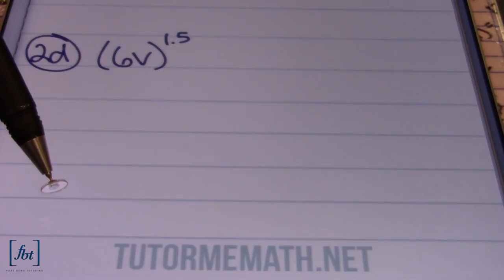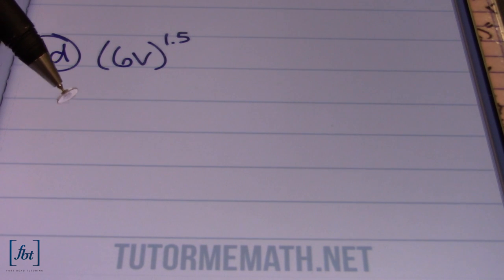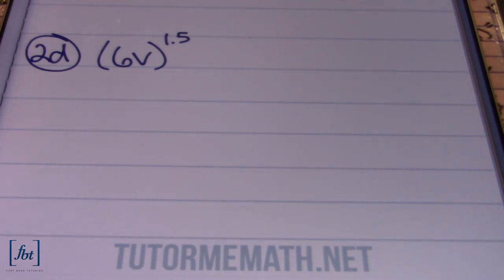In problem 2D, we have the quantity of 6V raised to the 1/5 power. All right. Now, I know all along we have been talking about rewriting things in exponential notation, and that's exactly what we're going to do. But I'm going to do two things in problem 2D. Not only am I going to write this as a fractional exponent, I'm going to also convert it into radical notation. So I'm going to give you a little twofer on this one.